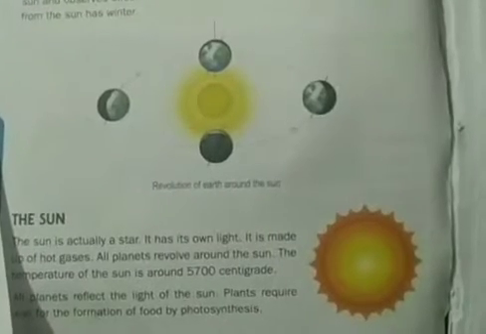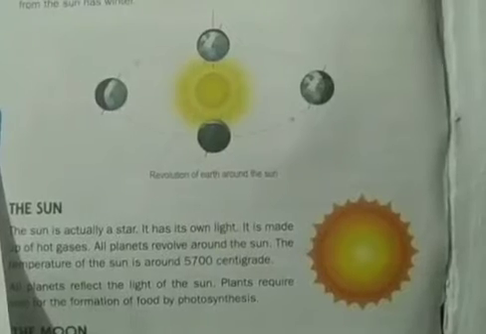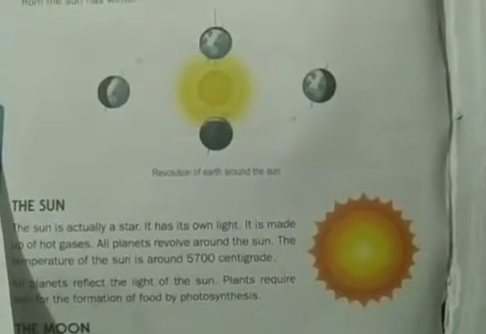And it also depends on the area where we live on the earth. Suppose direct sunlight falls on one portion of the earth for a long specific period of time, so it becomes summer, and like this every season occurs.